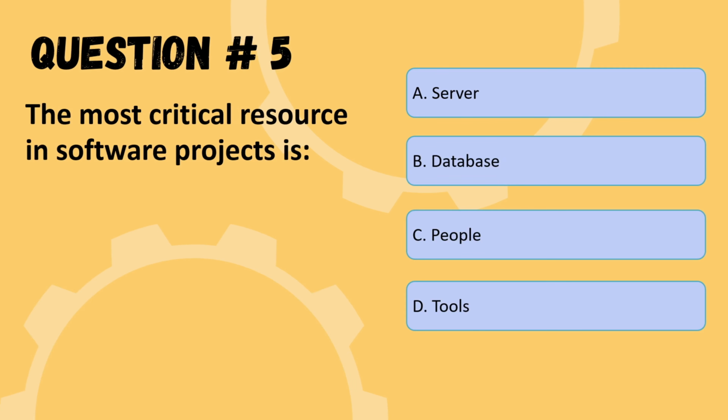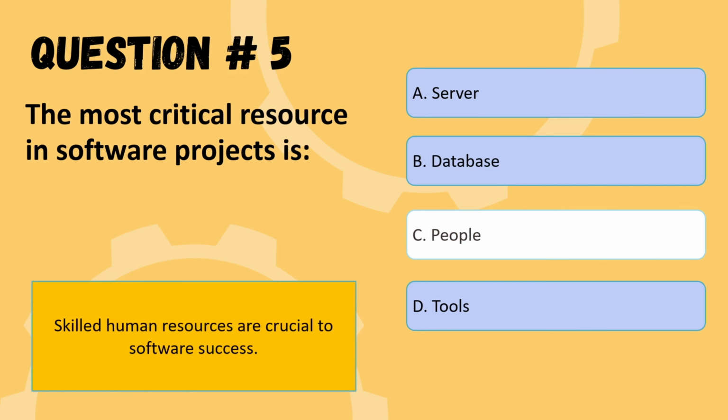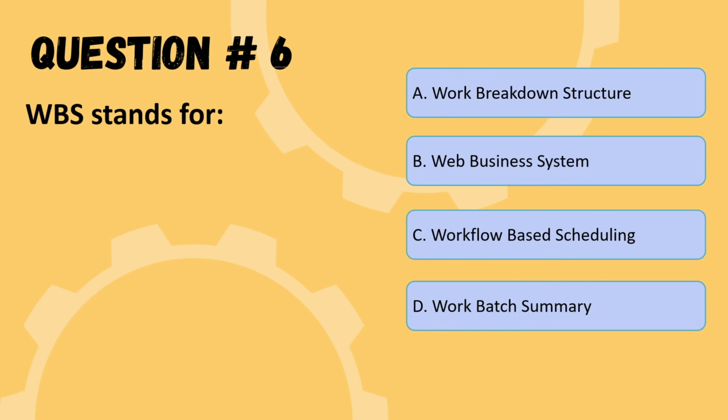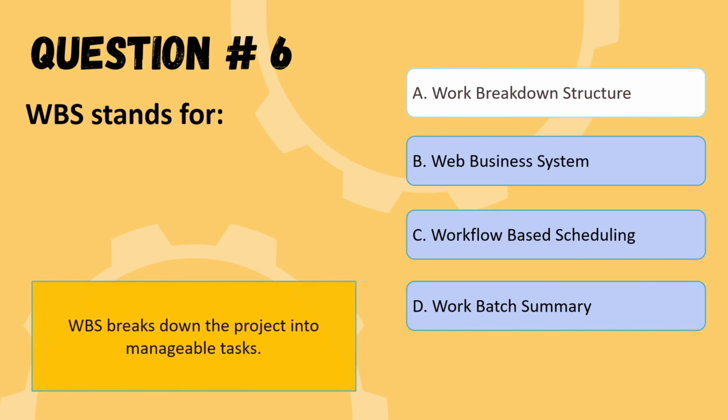Next question is, the most critical resource in software project is. Options are server, database, people, or tools. The correct option is people. Next question is, WBS stands for. Options are work breakdown structure, web business system, workflow based scheduling, or work batch summary. The correct option is work breakdown structure.